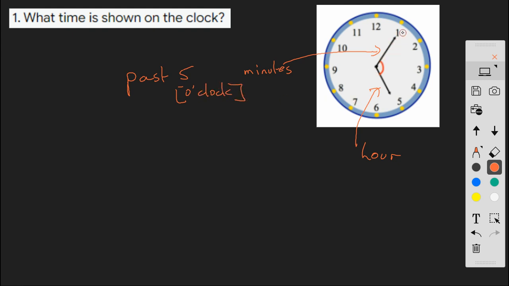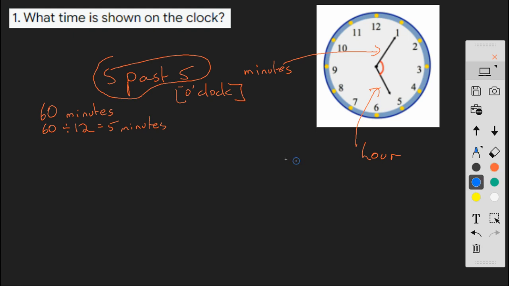And the big hand here is pointing to the 1. So the question is, what is this 1? Now, we should know that we have 60 minutes in 1 hour. So this 60 is split up into 12 parts, 1, 2, 3, 4, 5, 6, 7, 8, 9, 10, 11, 12. So each one of these divisions is 60 divided by 12, which is 5 minutes. So what we have is 5 past 5.